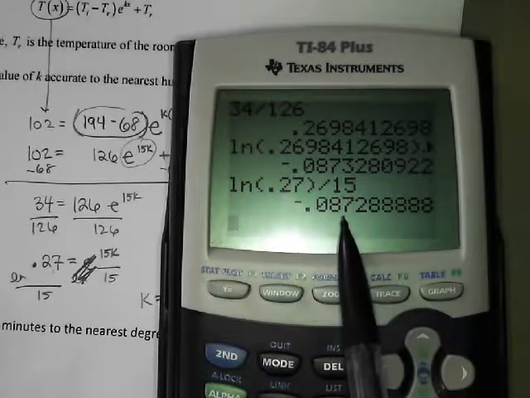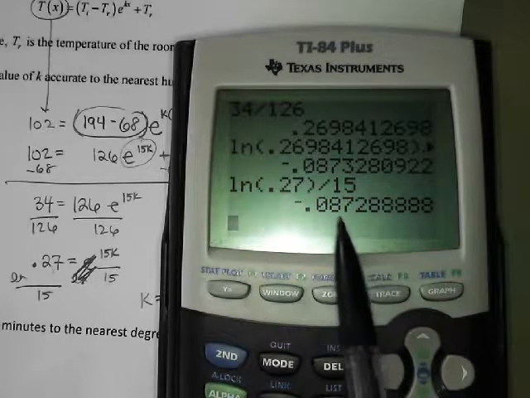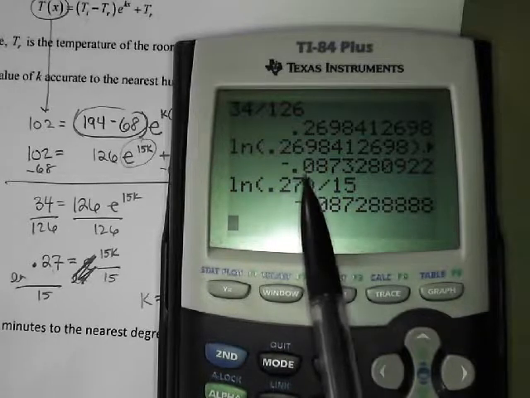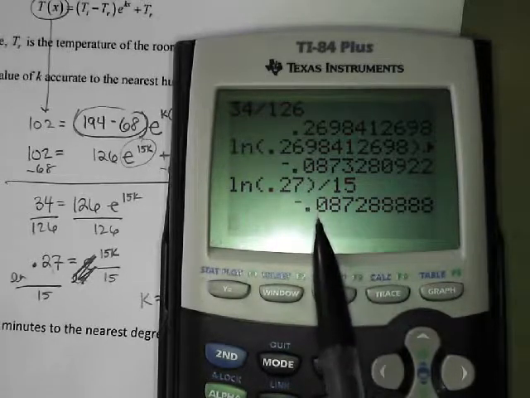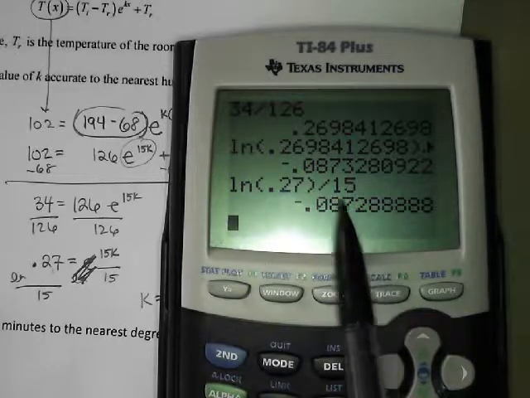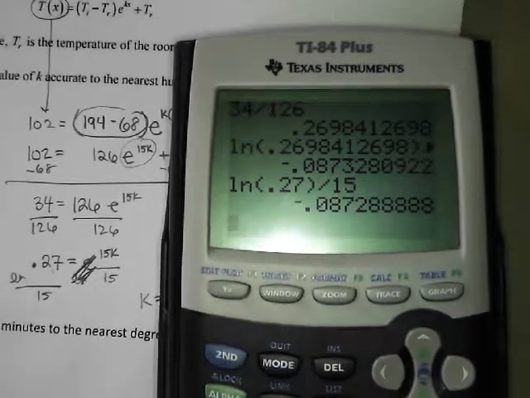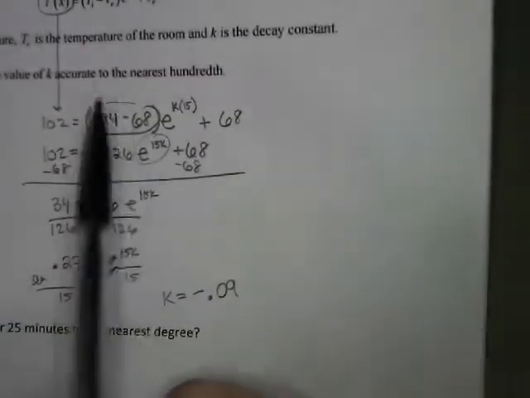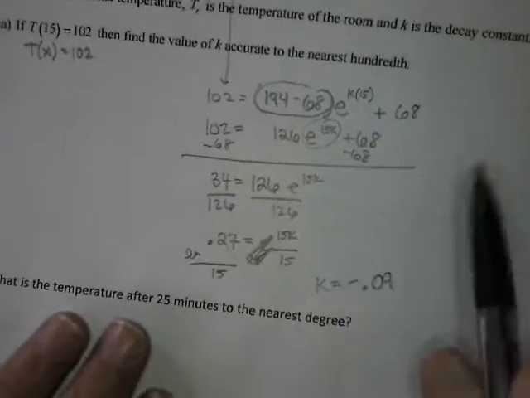But if I were to go to the nearest thousandth, it would have been different, right? This one would have been 0.087. This one would have been, oh no, thousandths would have been the same too. The nearest 10,000th would have been different. But sometimes it's drastically different. And so you cannot round mid-problem. You only round at the very end. And so that's what we did there with the k equals negative 0.09.